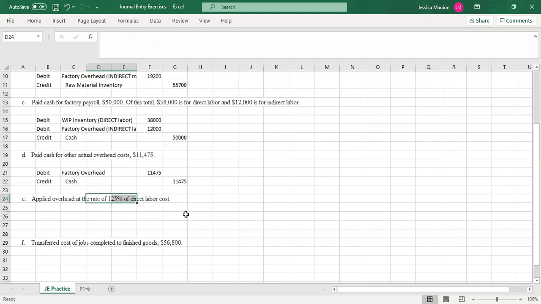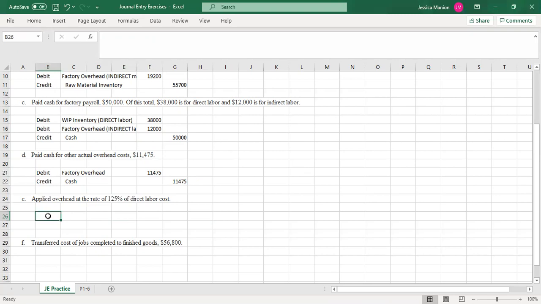But nonetheless, like I said, in chapter 3 we get into calculating that more, but this number does come from somewhere. It's basically the ratio of overhead to labor cost based on a previous year, right? So we've determined then that for every $1 of direct labor cost, we're going to apply $1.25 of overhead cost, right? So applied overhead at the rate of 125% of direct labor.